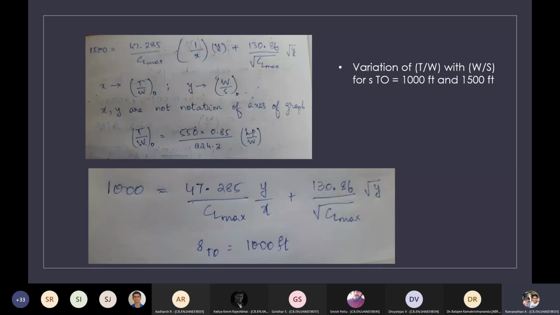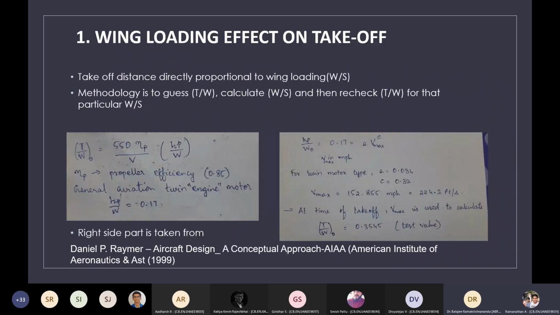X represents T by W, which is nothing but HP by W in our case, and Y corresponds to wing loading. HP by W is different from T by W. Yes, sir, I have converted T by W to HP by W with the help of velocity and eta p. As you can see the relation over here, 550 eta p, where eta p is 0.85 for our propeller, and V comes out to be the V max that I have taken for takeoff, which is 224.2 feet per second.